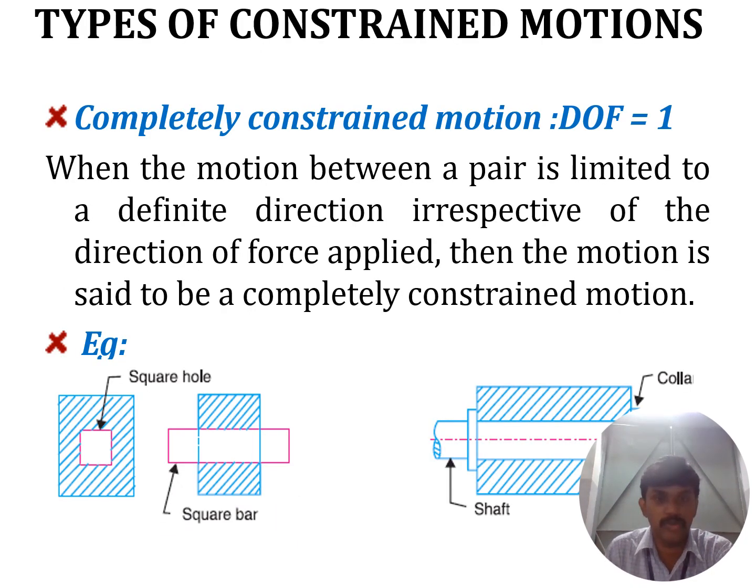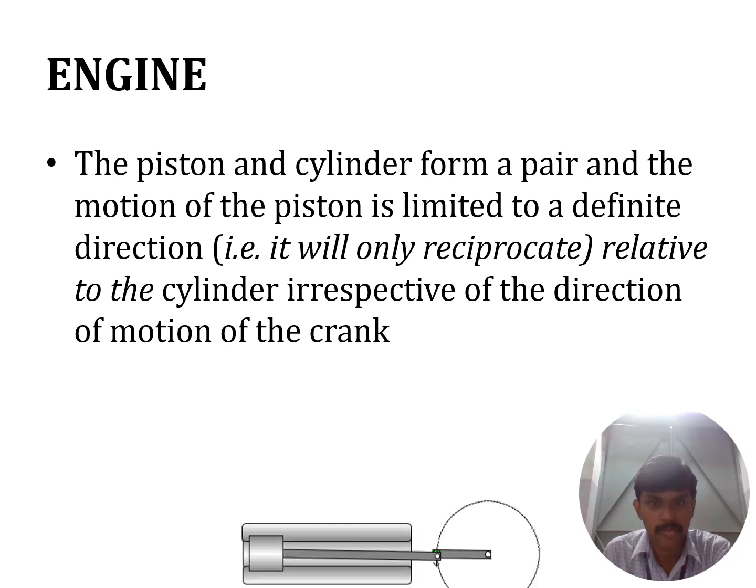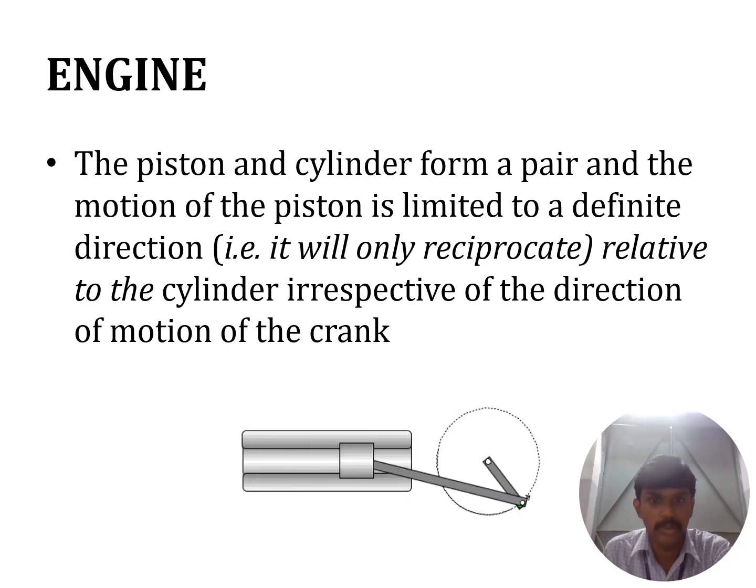It has three types of motions. One is completely constrained motion, which means the degree of freedom is 1. If a square bar is inserted into a square hole, it allows motion only in one direction. In another diagram, a shaft with a collar does not move in the forward and backward direction; it can only rotate. That is a completely constrained motion. In the engine, the piston has completely constrained motion.